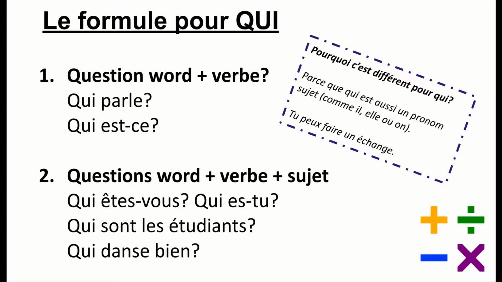La formule pour qui, okay, what does qui mean again? Qui, who, okay. The formula for who is just a tiny bit different. In this case, you're just going to put the question word, qui, plus the verb. Qui parle, who's talking, who speaks. Qui est, who is it? All right. Pourquoi c'est différent pour qui? Why do we have a kind of a different formulation for qui?